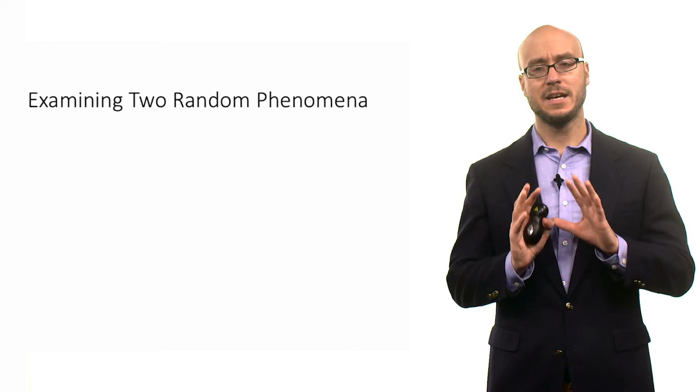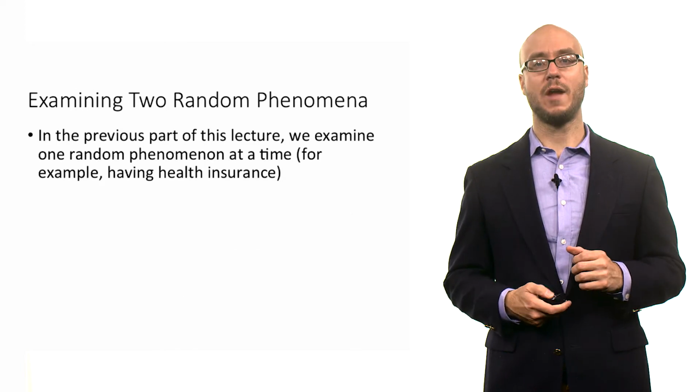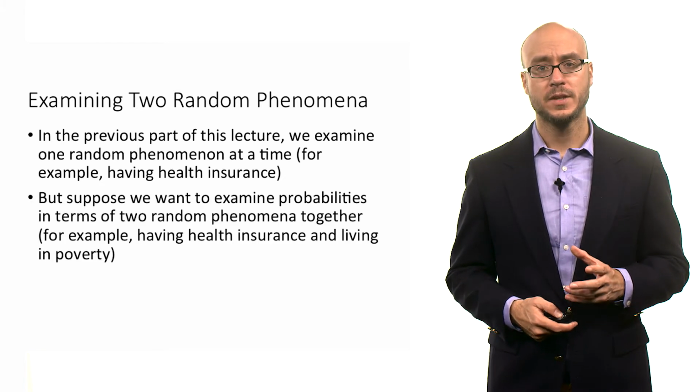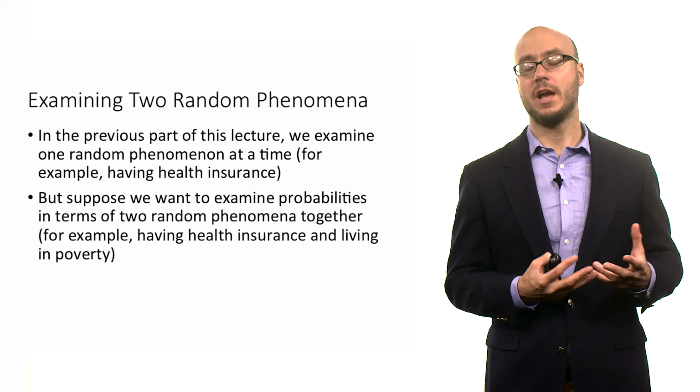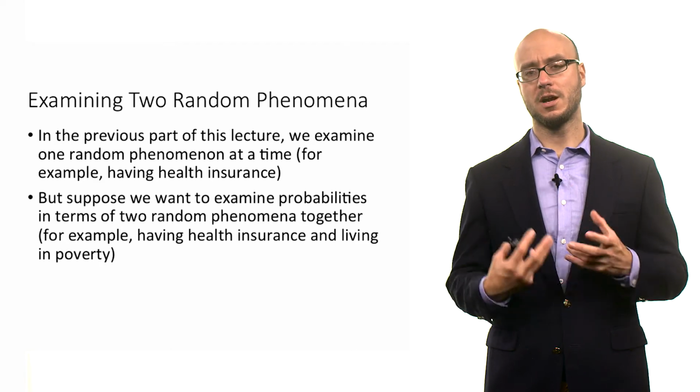So let's think about these as two random phenomena, right? Previously, we were just looking at one random phenomenon, having health insurance. And remember, when we talk about a random phenomenon, we're talking about just some process, some thing in the world that involves some level of uncertainty.